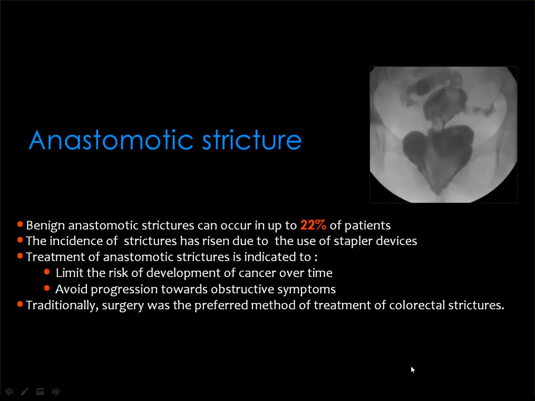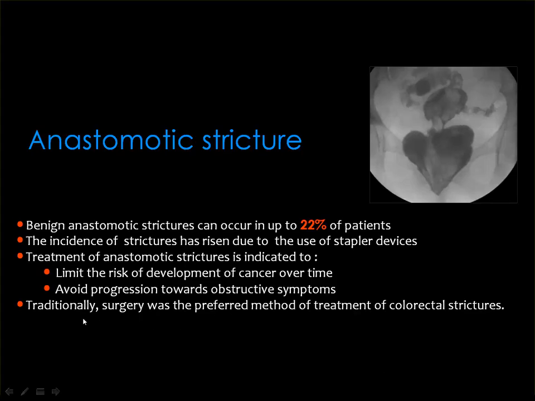Then anastomotic stricture. A benign anastomotic stricture, not related to cancer recurrence, may be seen in up to 22% of patients. The incidence of stricture has risen due to the use of stapler devices. Treatment of anastomotic stricture is indicated to decrease the possibility of developing cancer over time and to avoid obstruction or obstructive symptoms.